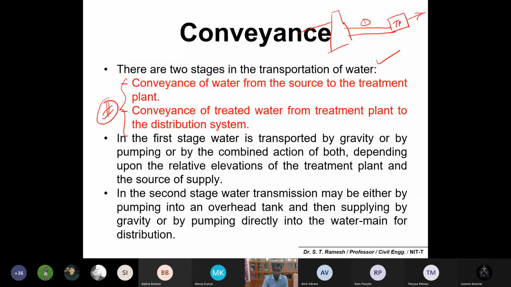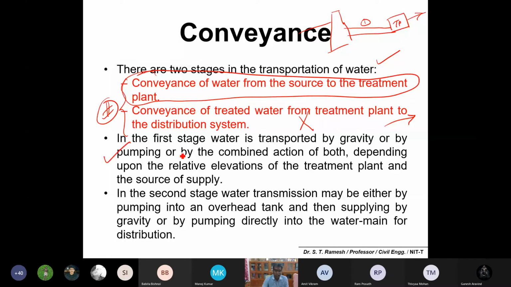So conveyance includes conveyance of water from the source to the treatment plant, and the second one, conveyance of treated water from the treatment plant to the distribution system. Anyway, we will be discussing this in detail later after treatment. But now whatever we are going to discuss is only this part: conveyance of water from the source, for example from a reservoir or a river or a lake or a pond or whatever it may be, to the treatment plant for the treatment.